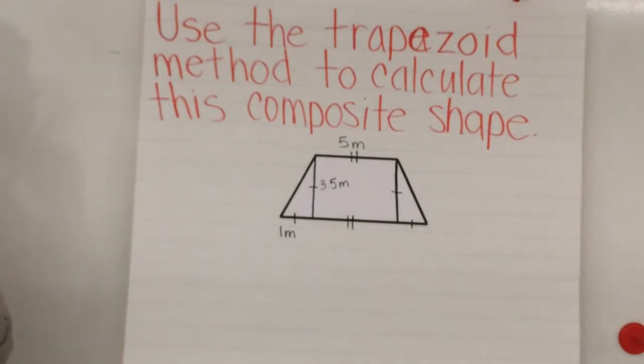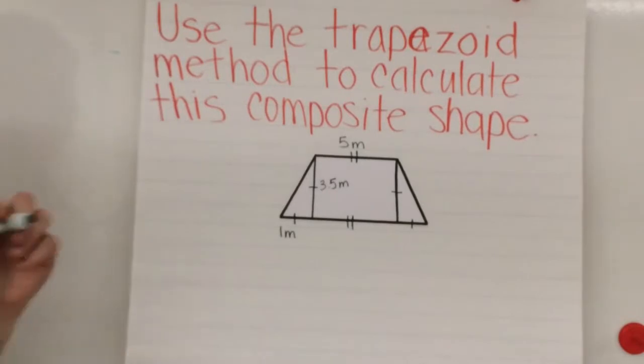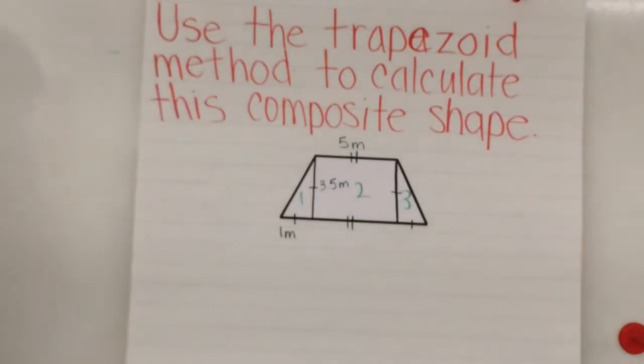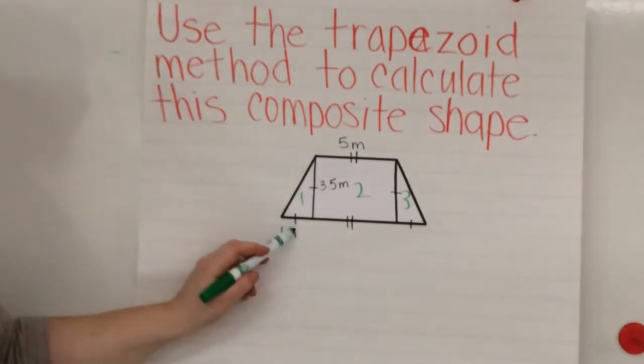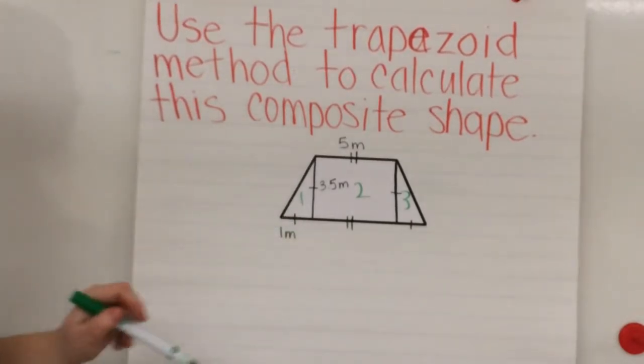This question says use the trapezoid method to calculate this composite shape. So in the past, when we had seen a shape with 2 triangles and a square, we would have been calculating the area of 1, 2, and 3 shapes. But the trapezoid method allows us to simplify that process by using only one formula instead of having to calculate 3 separate shapes and calculating 3 formulas. So the only difference here is that we have to add up our missing values and figure them out so that we can get 2 parallel lengths and a height.